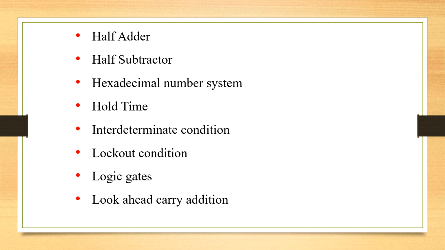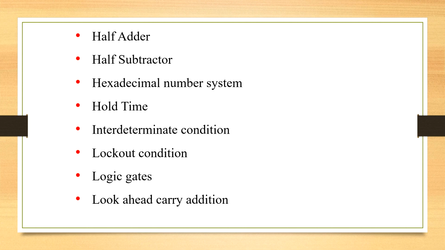The next one, lockout condition. In a counter, if the next state of some unused state is again an unused state, and if by chance the counter happens to find itself in the unused state and never arrives at the used state, then the counter is said to be in a lockout condition.